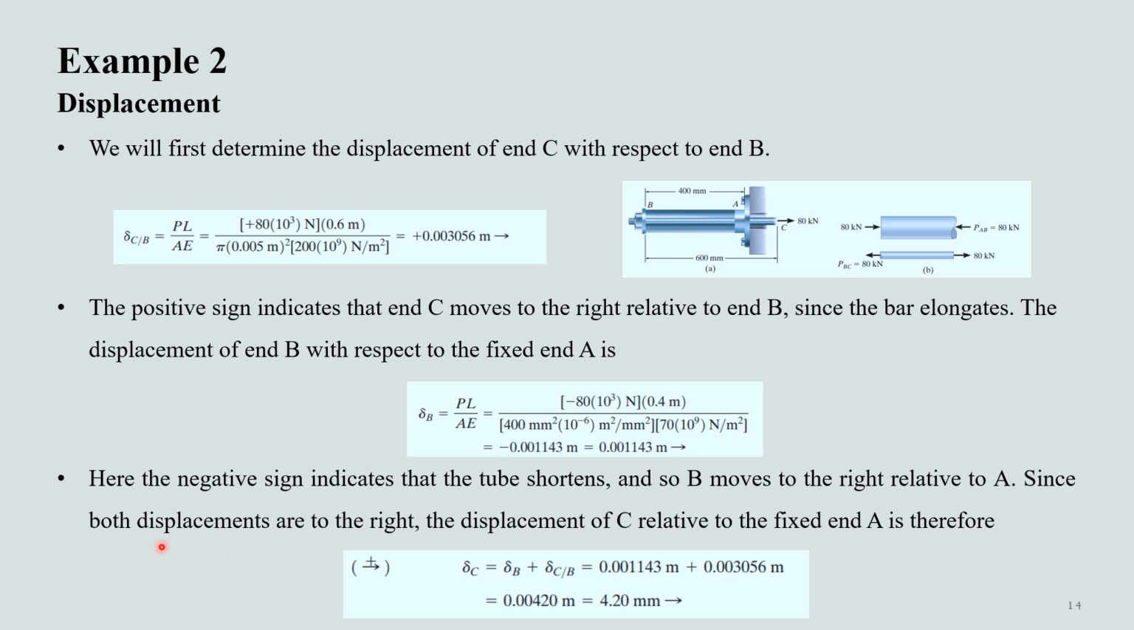Since both displacements are to the right, the displacement of C relative to the fixed end A is therefore the sum of these two displacements, and it comes out as 4.2 millimeter.